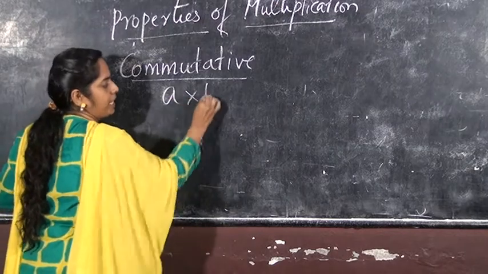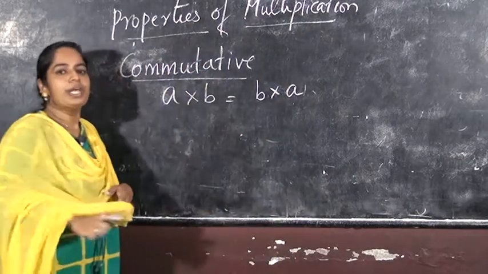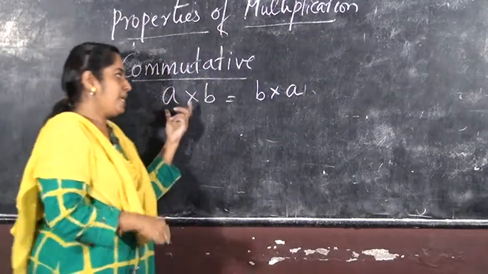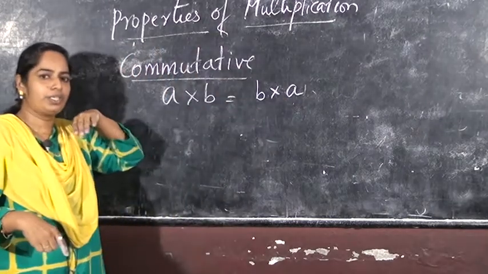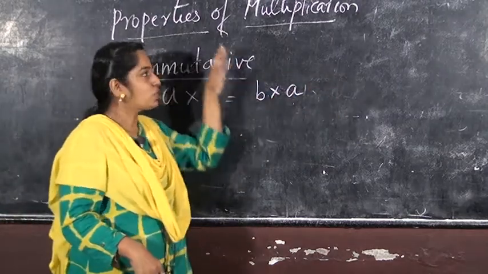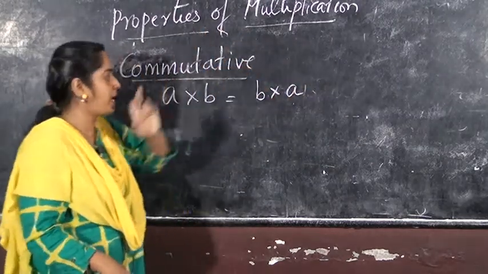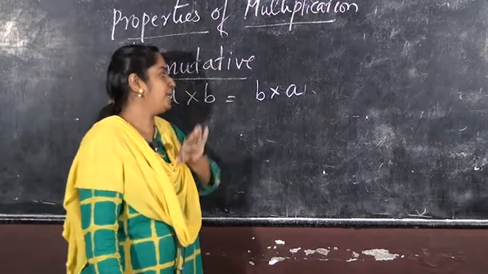A into b is equal to b into a. This is the commutative property. A into b is equal to b into a. Again for addition, what have we done there? A plus b is equal to b plus a. So this is the properties of multiplication. That is why we have done here a into b is equal to b into a.